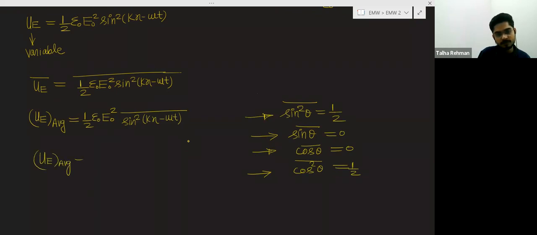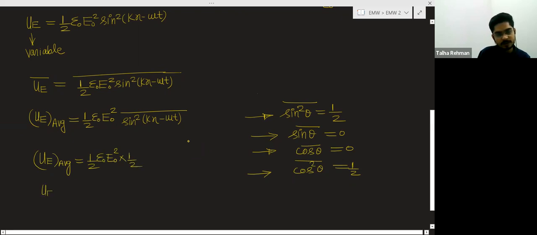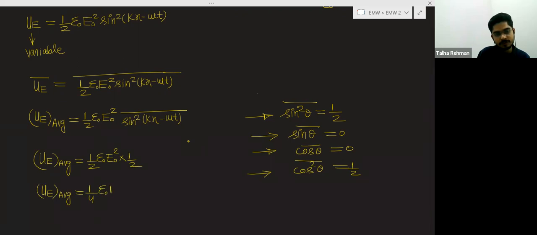Half of epsilon naught into E naught square into half. So finally the energy density of the electric field will be 1/4 epsilon naught into E naught square.